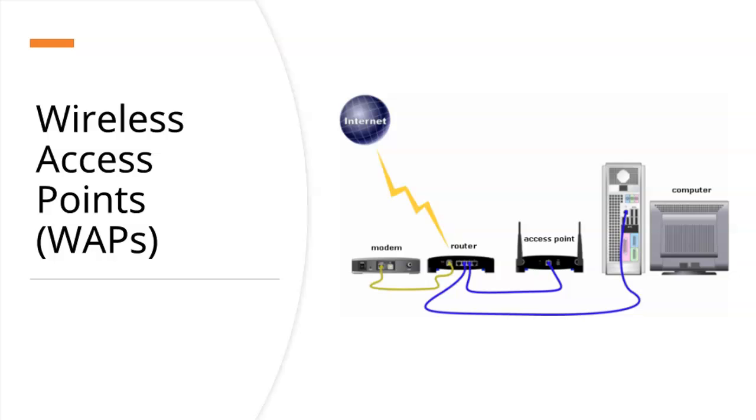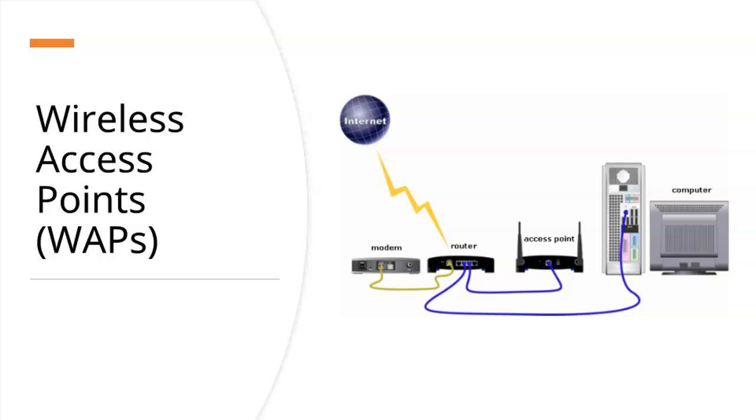1. Connection to wired network. A wireless access point is typically connected to a wired network infrastructure, such as a router or a switch, using an Ethernet cable. 2. Wi-Fi signal transmission. The access point broadcasts a Wi-Fi signal over a specific area, typically called the coverage area or wireless cell. 3. SSID, a network name.